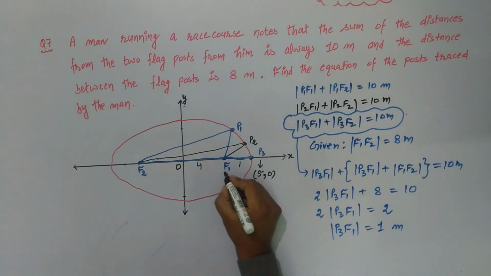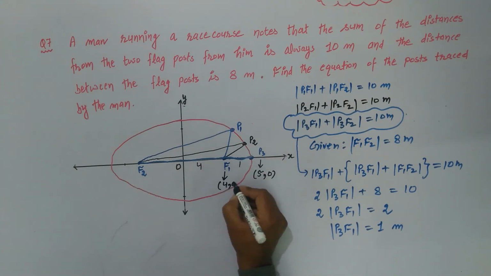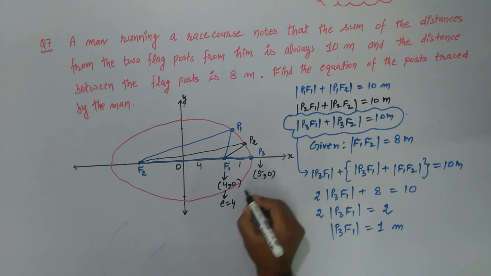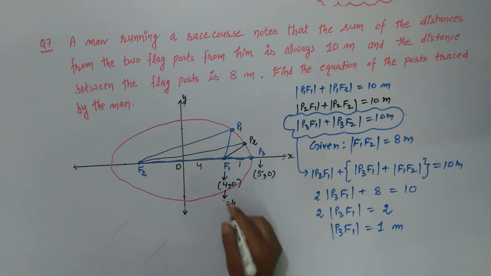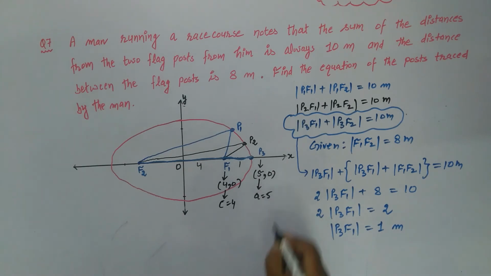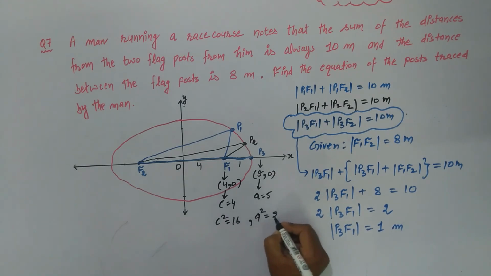And what are the coordinates of the focus? This is (4, 0). Focus means c is equal to ae is equal to 4. So c is equal to 4, and here a is equal to 5. So we say c square is equal to 16, and here a square is equal to 25.